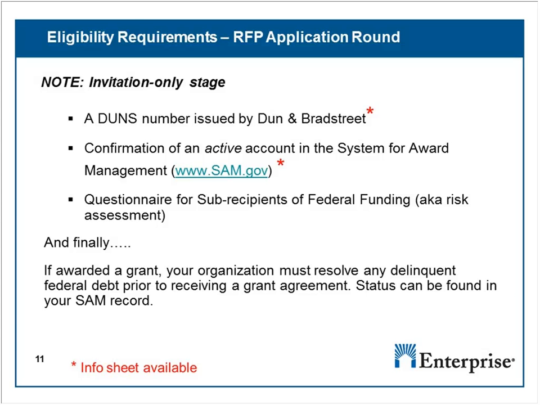We need to do this because federal requirements placed on us dictate that we review and evaluate the risk associated with potential grantees prior to making awards. And finally, if awarded a grant, your organization must resolve any delinquent federal debt prior to receiving a grant agreement. And status can be found in your SAM record. Now, this situation doesn't happen often, but it can be a lengthy process to resolve if you happen to have a delinquent federal debt, so we wanted to mention it here.